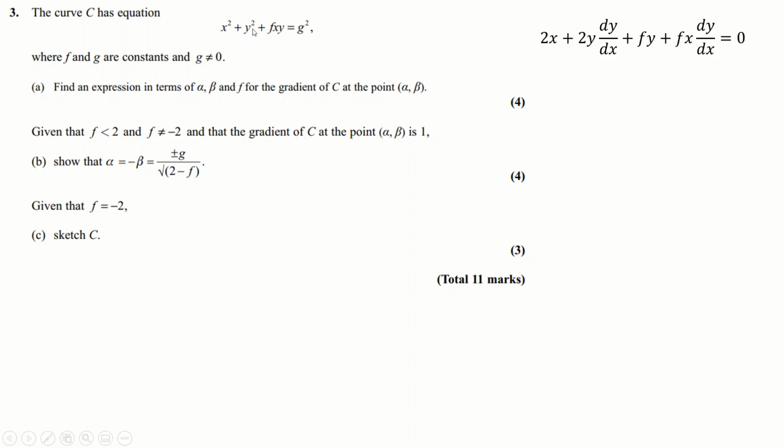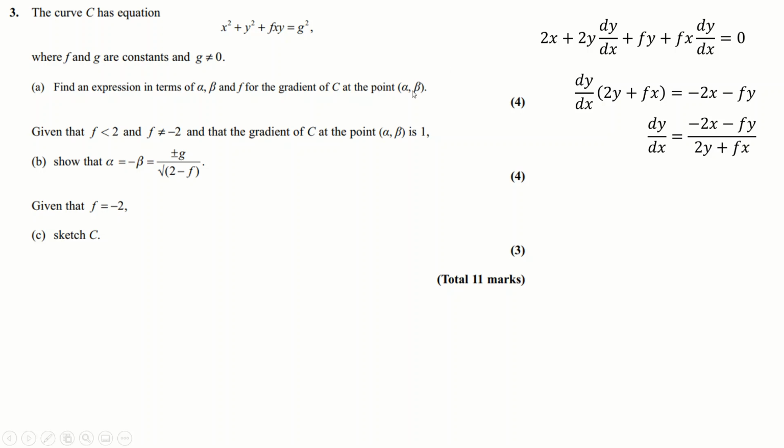This differentiates to 2x, this differentiates to 2y, but stick a dy by dx there. And then product rule here, right? X differentiates to 1, so you just get fy. Y differentiates to 1, so you get fx, but you've differentiated y, so it's dy by dx. And then g is a constant, so it differentiates to 0. Collect the dy by dx's. I mean, this is just regular A-level maths, isn't it?